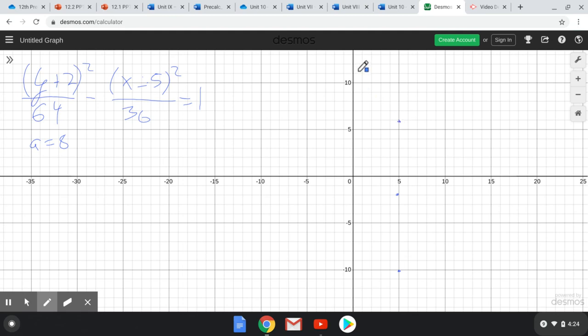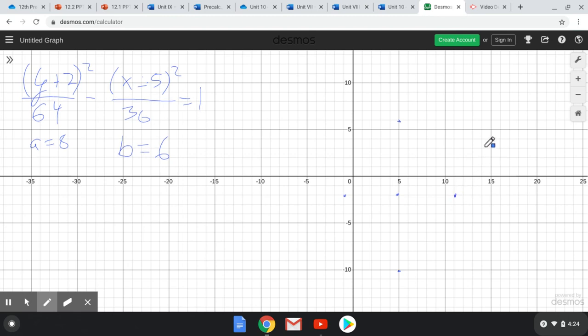So our hyperbola is going to come out from here, but we don't know exactly what that's going to look like yet. We need to plot our asymptotes first. So to plot our asymptotes, we need b. So let's get b. So b squared is 36. So b is 6, right? And that's under the x. So it's going to be in the x direction. So we're going 6 to the left and 6 to the right. So we're going to be here, and we're going to be here.